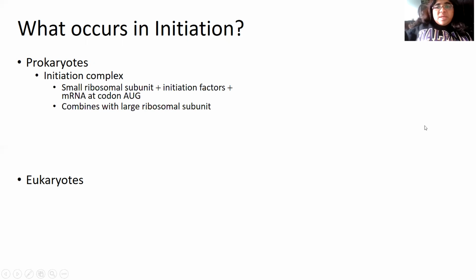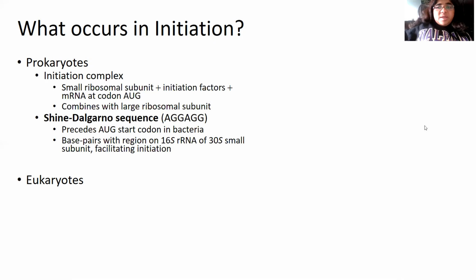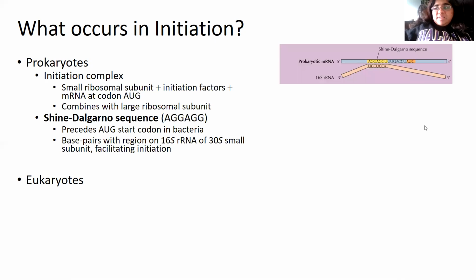And so with prokaryotes, the initiation complex comes in. It has the small ribosomal subunit, the initiation factors, and the mRNA ends up binding near this start codon area, right? So before the start codon comes in, there is a sequence called the Shine-Dalgarno sequence.